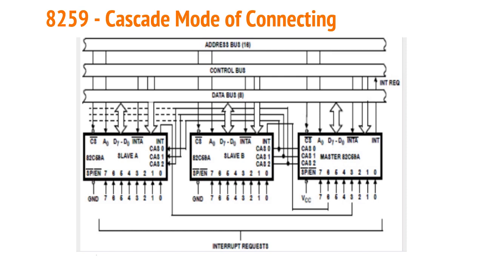As we know, there are 8 interrupt input pins for the 8259A. That means the master can connect up to 8 slaves, and each of the slaves can cater up to 8 input interrupts. So there is a total of 8 times 8, that is 64 interrupts, that can be served in the case of cascaded mode.